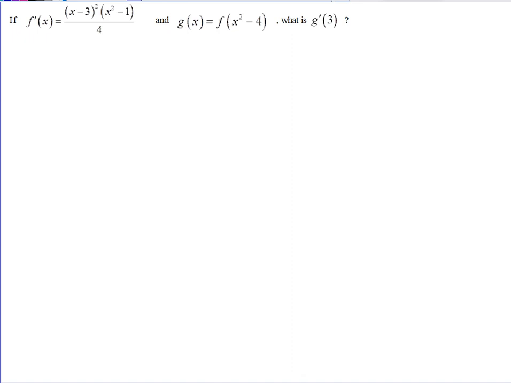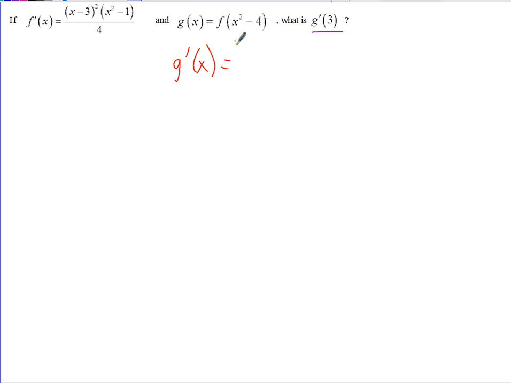Okay. So this one, they tell you f prime of x right here, and they give you g of x, and they ask you to find, well, what's g prime of 3? So, it may not be obvious how it's all going to fit together at this point, but I know we need g prime of 3. Before we can find g prime of 3, I need g prime of x, so let's figure that out first.